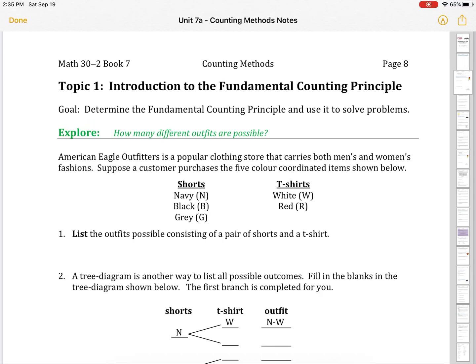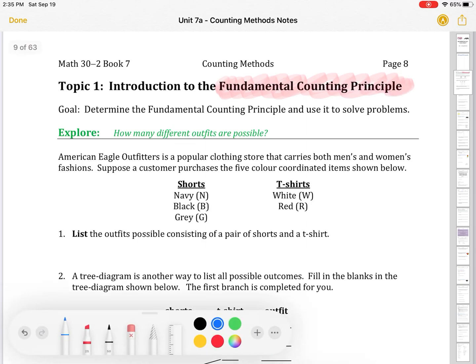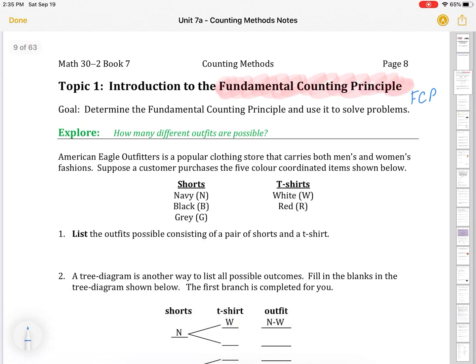Hi. So we're starting counting methods today. We're doing topic 1, Introduction to the Fundamental Counting Principle, which sometimes, for the sake of not writing it out, I will write the FCP.